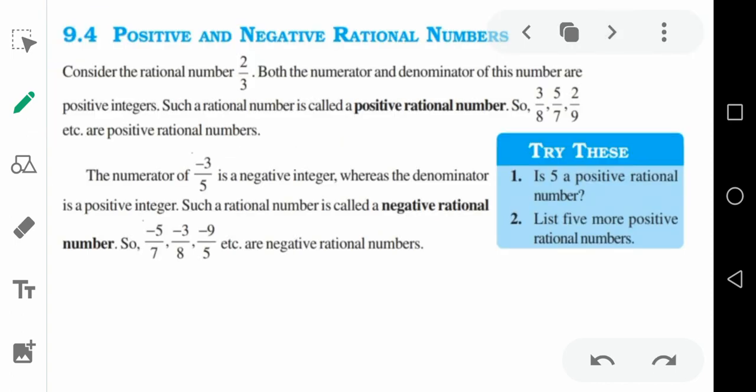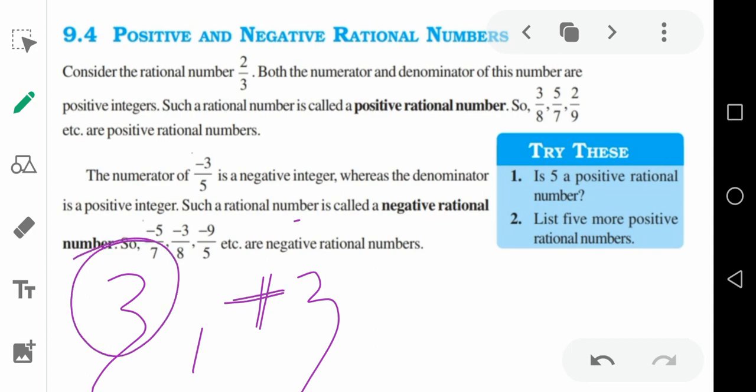Okay. Now coming to the next topic, that is positive and negative rational numbers. Nothing is there. You know what are positive integers and negative integers, right? So what are the positive integers? Say some examples of positive integers. 3. 3 is a positive integer. Plus 3, is it positive or negative? Yes, plus means it is positive. So either you can write like this or like this.